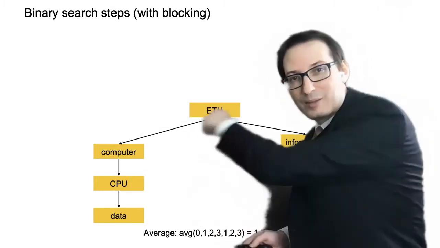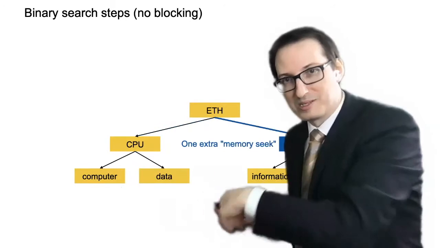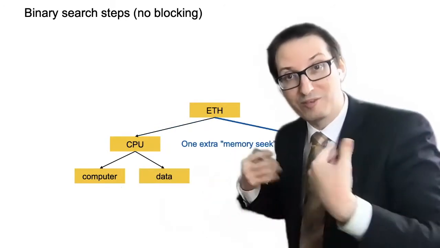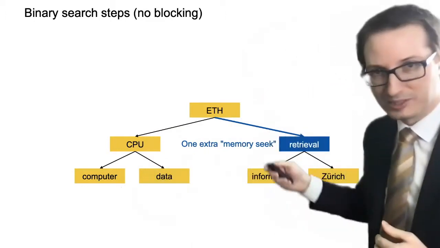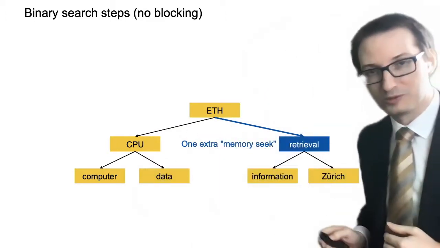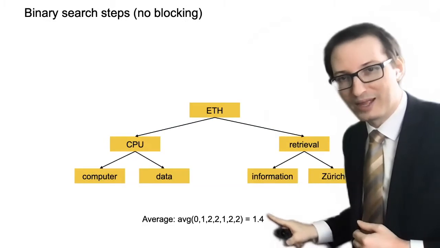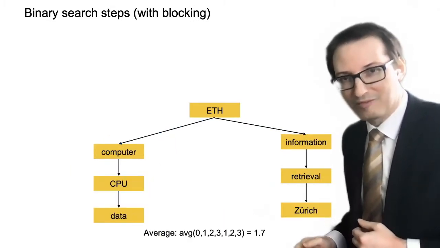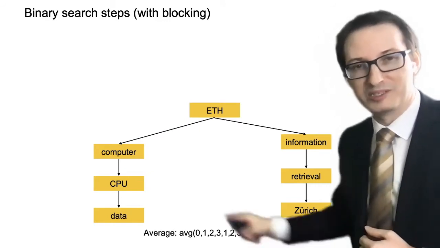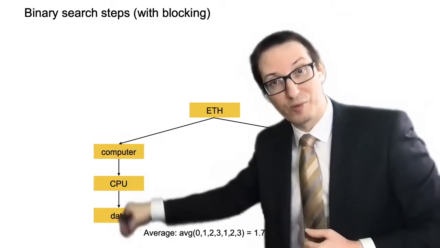Note that these trees that I'm drawing right here on these slides, these are not actual data structures. It's only for the reasoning. When I'm reasoning on the time that it takes to do memory seeks, that's all that is right there, the yellow trees. Okay, but anyway, I have an average here of 1.4 memory seeks, and now I have an average of 1.7 memory seeks, because I'm no longer logarithmic here.